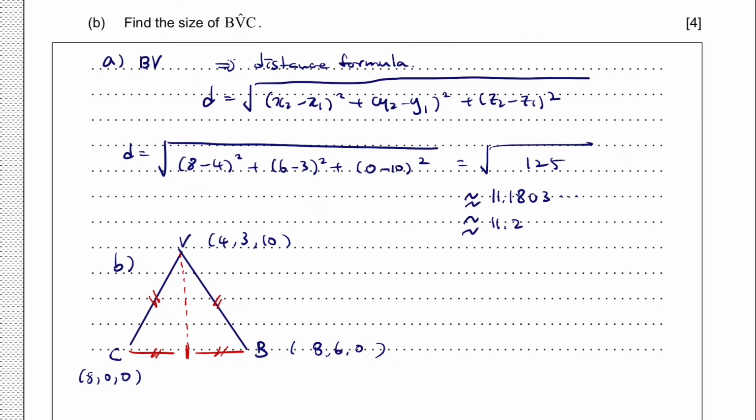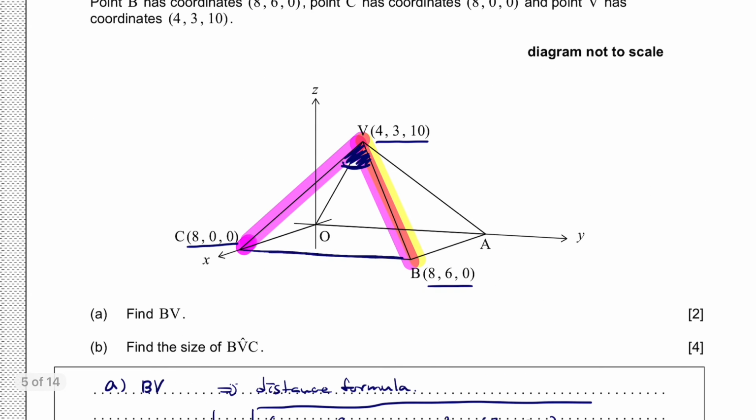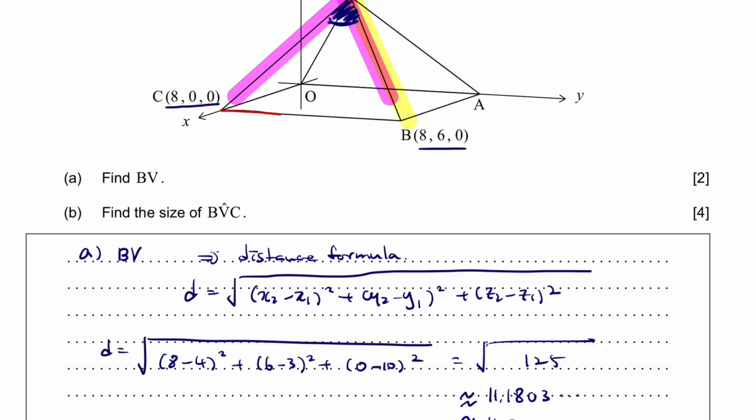So since we know the distance between the point B and V is about 11.1803, we know that the distance between the point C and V is also 11.1803. Okay, and we know that from here to here is about 6, right? Based on the coordinates that are given. Because from here to here refers to the y-axis, and we know that this graph starts from 0 and stops at 6 on the y-axis. So we can say that the distance between the point B and C is 6.